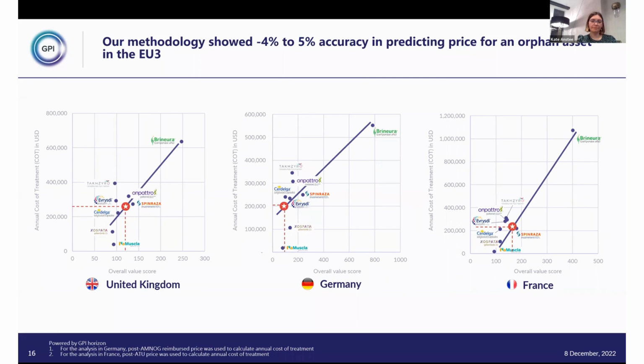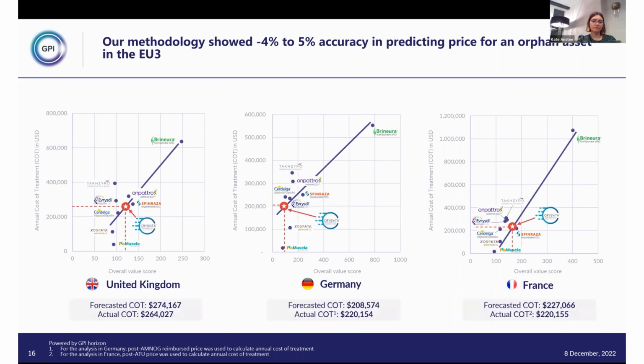Now, the data that I'm showing here is an example from one of the retrospective tests that we've done using our models. And we do this quite often actually to ensure our models remain robust and are representative of each market and their policies. So in this case, we retrospectively tested the cost of Crysvita. And the accuracy showed a difference between -4% to 5% across the EU3.